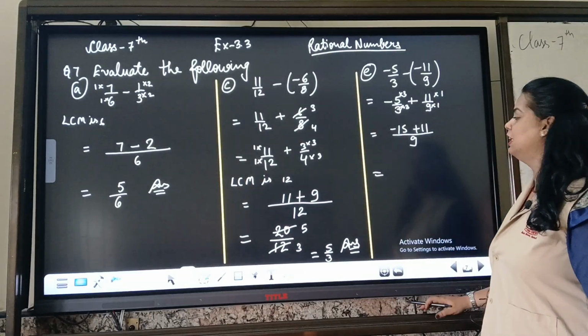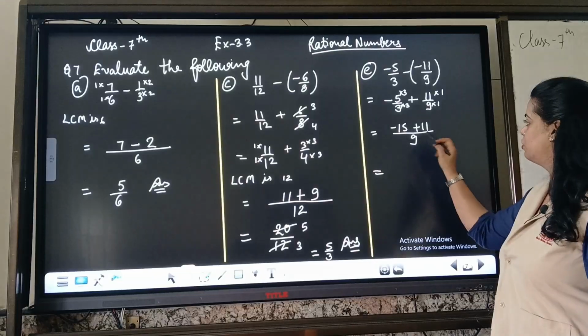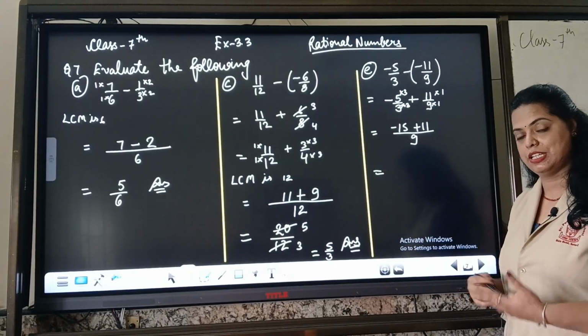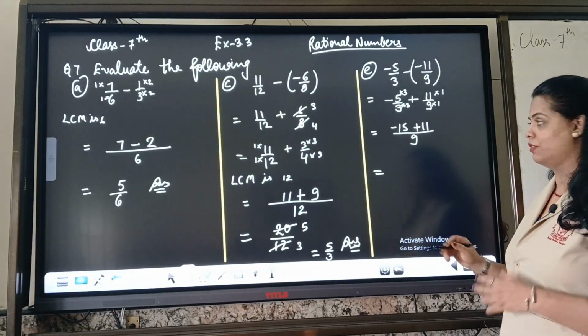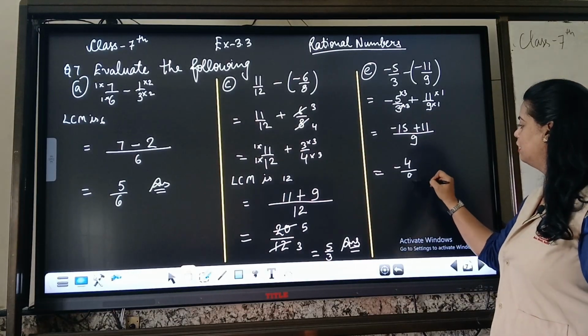We have read about integers. We will put the sign of the big value. Which one of these two is bigger? 15 is the bigger value and it is negative. So our answer will have a negative sign, and the number is 4 upon 9.